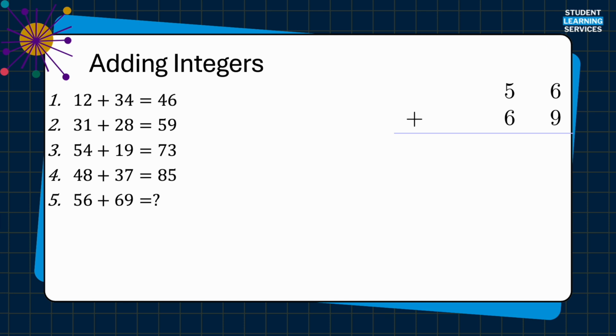Let's look at one more example. 56 plus 69. Pause the video and give it a try first. First of all, you should have a 5 below the 9, and there will be a carry for the 10th digit. Next, you would do 1 plus 5 plus 6 for the 10th digit. That's equal to 12. Can you guess what we would do?